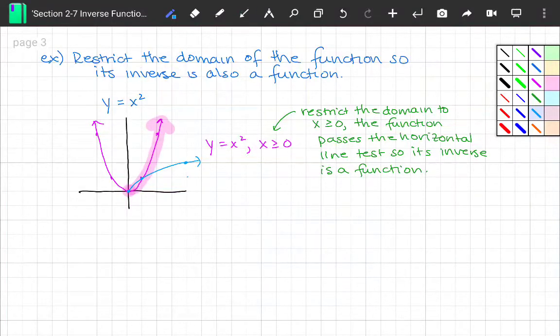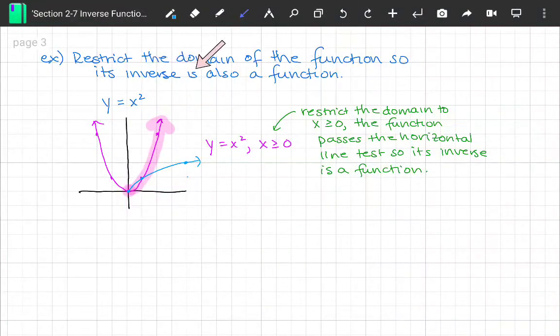So if you ever see a problem that says restrict the domain so the inverse is a function, take a look at the graph and take only the part of the graph you need so that it passes the horizontal line test.